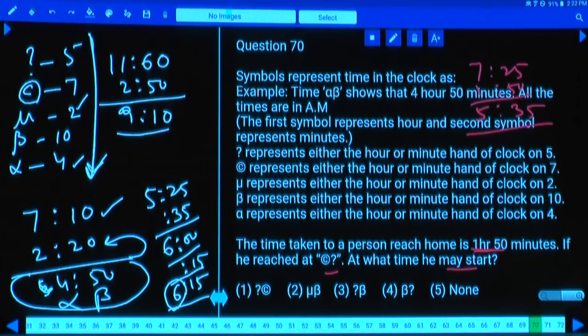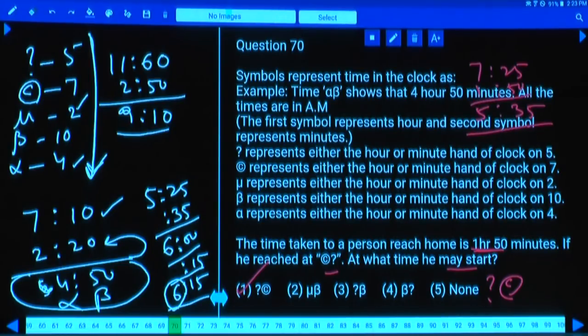Isn't it? 5:35, 5 is question mark, and 35 minutes is 7, and 7 is copyright. Question mark, copyright, that is choice one. Done with this? Is there any difficulty in this one? These types of questions were given in the IBPS PO examination, wherein most of the people left that one, because that was the first time they came across those types of questions. Done? And this is about 66 to 70.